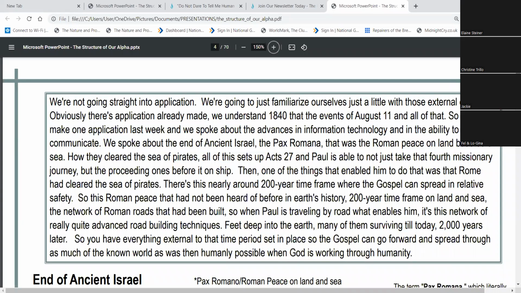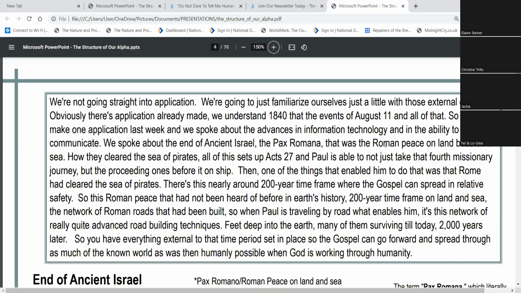We're not going straight into application. We're going to just familiarize ourselves a little with those external events. Obviously, there's application already made. We understand 1840, the events of August 11th, and all of that. So we did make one application last week, and we spoke about the advances in information technology and in the ability to communicate. We spoke about the end of ancient Israel, the Pax Romana.